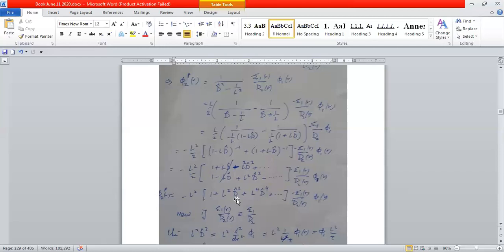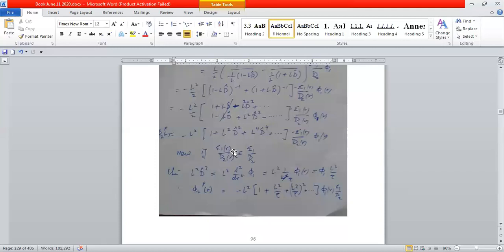Okay, so the big question now: is this term smaller than this term? And is this term smaller than 1? And if so, then we're in business. Okay, so I don't know that till now. Okay, so let's carry on.